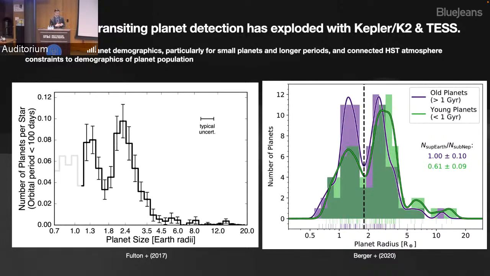And actually, with enhanced follow-up and better stellar parameters from Gaia and other similar missions, we could get ages for these systems and show that at young ages, these sub-Neptunes seem to be a little bit more common. They're a little bit larger, but over gigayear timescales, they can actually lose their atmospheres and end up turning into these super-Earths, so that the ratio of those two types of planets becomes more similar.